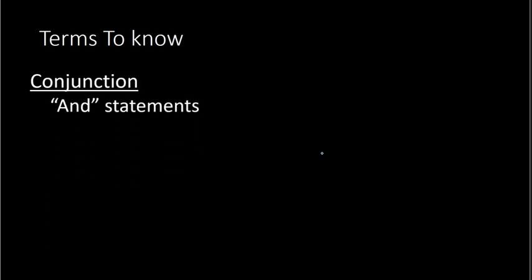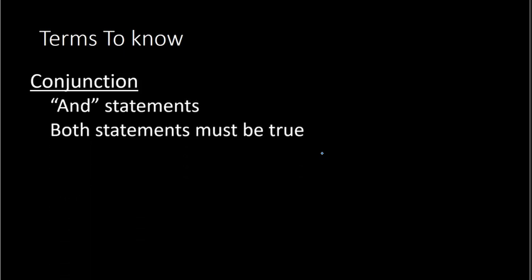In this video, you will learn how to solve combined inequalities. Now, as we begin, there are some terms that you must know first. The first word is the word conjunction. The word conjunction in the math context means an and statement. And for an and statement, both statements must be true.